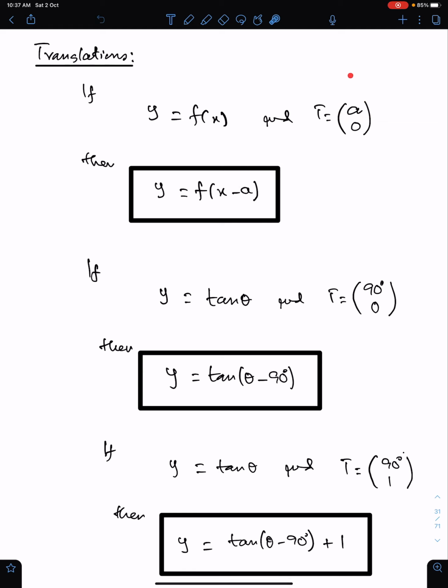What if we had minus a here? Then we had to write plus a here. So these signs are always opposite. Similarly, if this vector applies onto this equation, then we get this equation. This is the equation of the resulting graph. 90 degrees is positive, so we have negative 90 degrees here. And this vector means you have to shift the normal tan graph 90 degrees to the right.